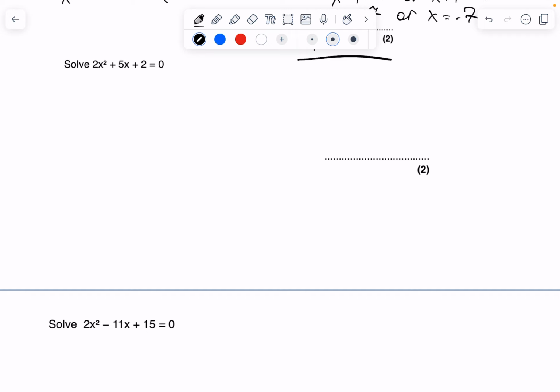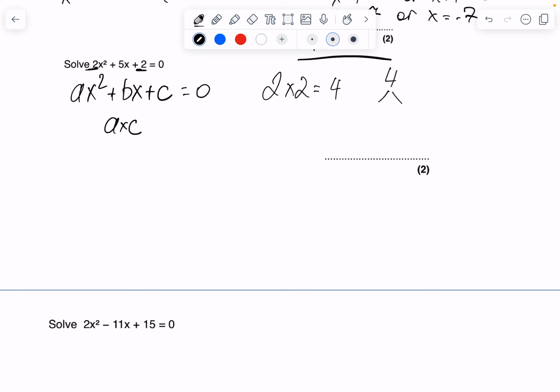Okay. Now, what do we do when we have a coefficient in front of x squared? Remember when I said before that the generic formula for your quadratic is ax squared plus bx plus c. Now, the first step in this type of situation is you have to times a by c. In this case, it's 2 and 2. So 2 times 2 is 4. Now, you need 2 factors of 4 that add up to the middle number 5.